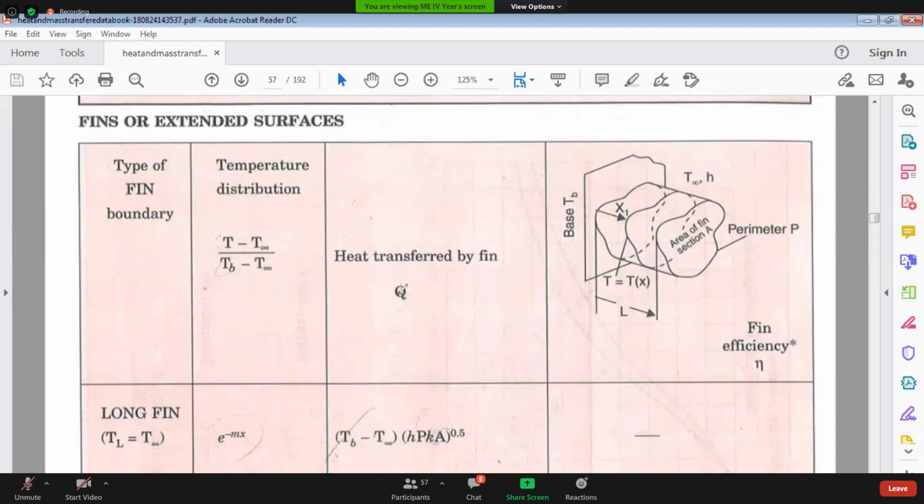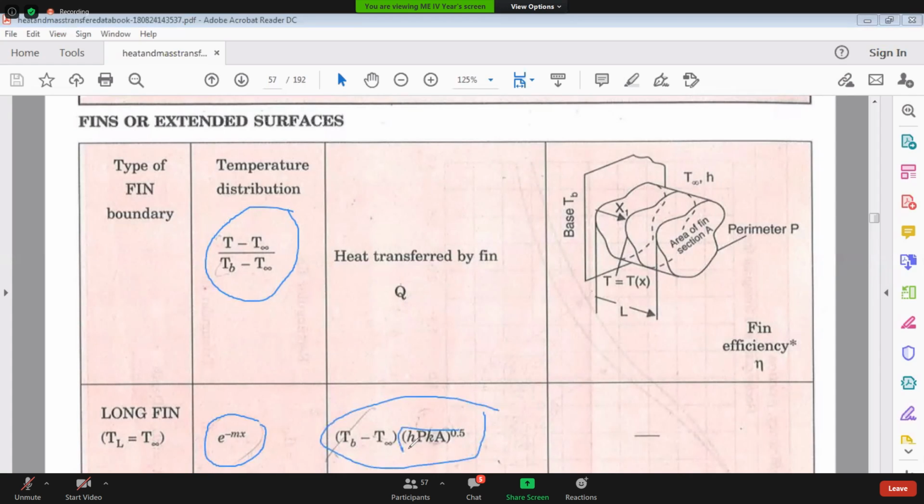These are students. Heat transferred by the fin. This is the temperature profile equation. Right. So if it is a long fin, the temperature profile equation is e power minus mx. We derived it. Heat transfer by the fin is this. We also derived this. But here root over hp by k, root over hp by k and the total terms to the power 1 by 2. 1 by 2 is 0.5. Tb minus T infinity. Ultimate meaning is same.